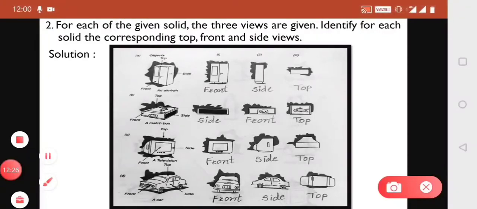So the first, you can see, is a cupboard. In the first figure, this is given as front, so we will write it as front view. Then in the next figure, you can see a long rectangular part; this is the side view, so we will write it as side view. And the third, a small rectangle, is your top view. So you have to write front view, side view and top view below the given figures in the textbook itself. Question number 1 and 2 you have to solve in the textbook.